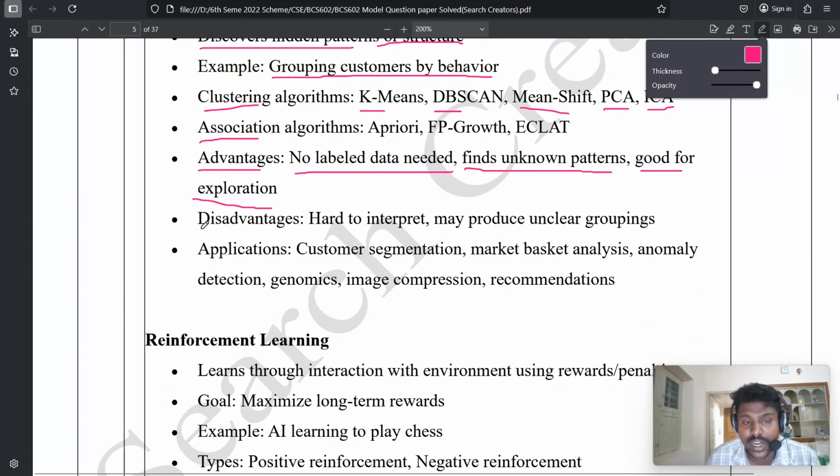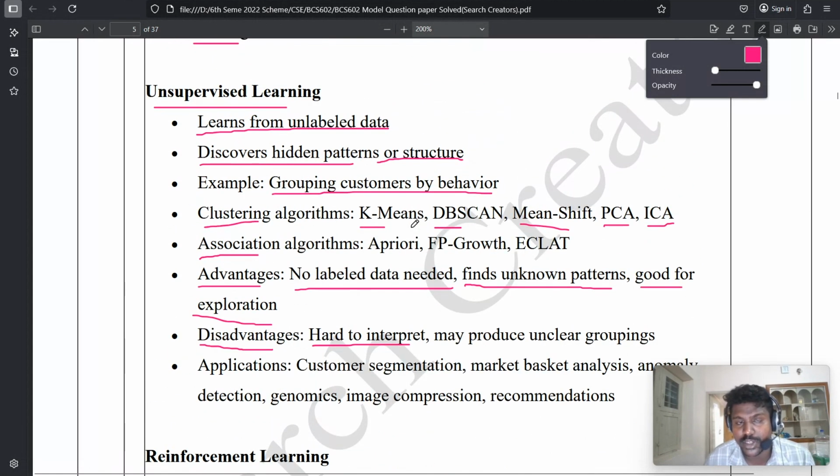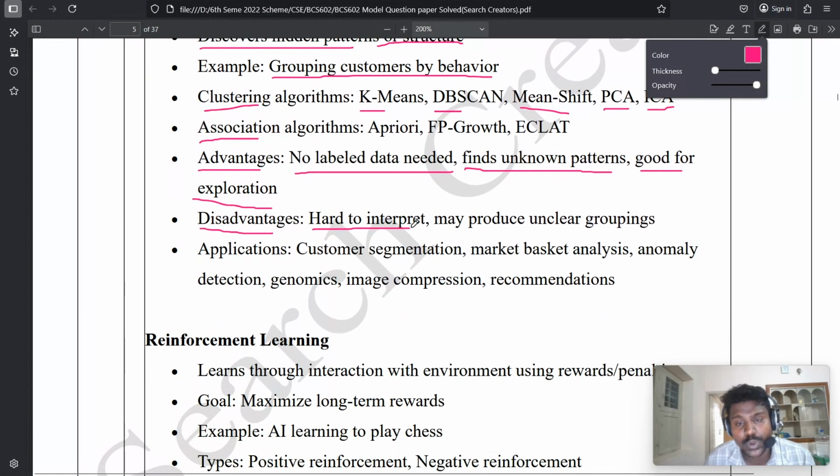And the next, the disadvantages. It is hard to interpret, which is the main drawback of this algorithm. This machine learning type may produce unclear grouping, so it is not clear how it predicts the data set. Like this, it produces unclear grouping.